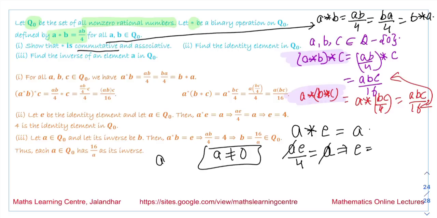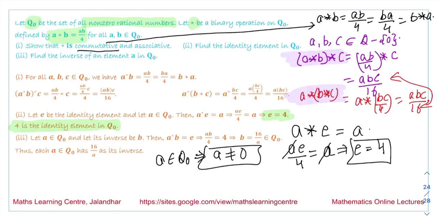We are saying A belongs to Q naught. This implies A is not equal to 0. So we can cancel both these A. So we are saying E is equal to 4. So what we get is that E is equal to 4 means that 4 is the identity element in Q naught.